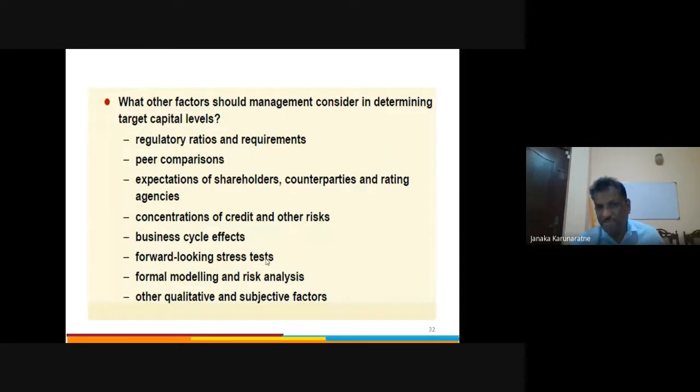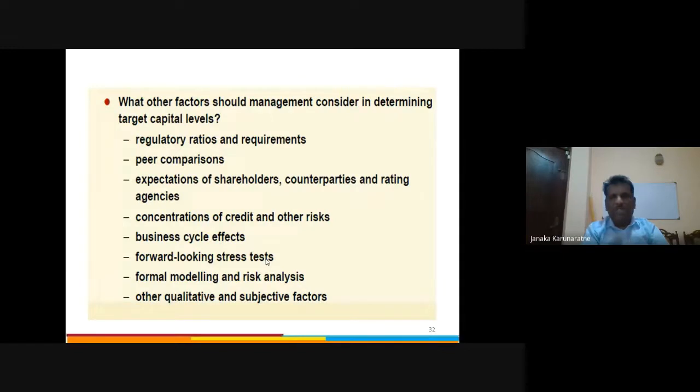Regulatory ratios and requirements. Anyway, your economic capital requirement should be above the regulatory capital requirement. Peer comparisons: how others are faring, somewhat similar to you, facing somewhat similar risk. So it gives a judgment. Am I adequately compensated or covered with capital for risk? Am I behind, or am I too risky compared to what peers are doing?